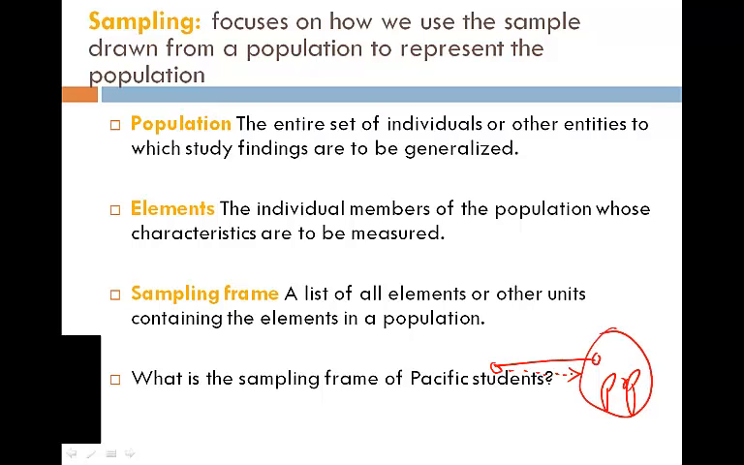Sampling frame. Sampling frame is a list of all elements or other units containing the elements in a population. So where can we find the sampling frame for Pacific students on campus? The sampling frame can be found in the registrar's office, because over there you can have a list of Pacific students.